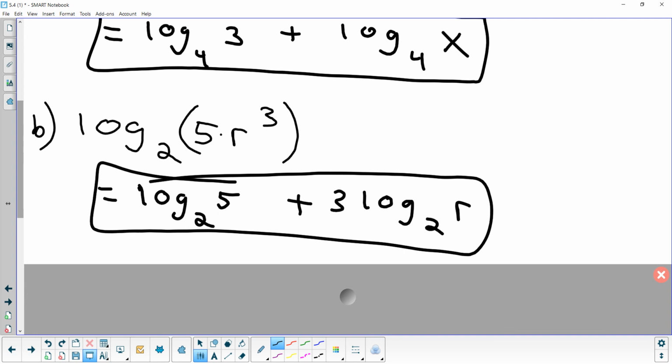The commutative property is still there, right? Like log base 2 of 5 plus 3 log base 2 of r is the same as the inverse, right? Yeah. You could have that order switched. Just like you could say 5 times r cubed or r cubed times 5. Same thing.